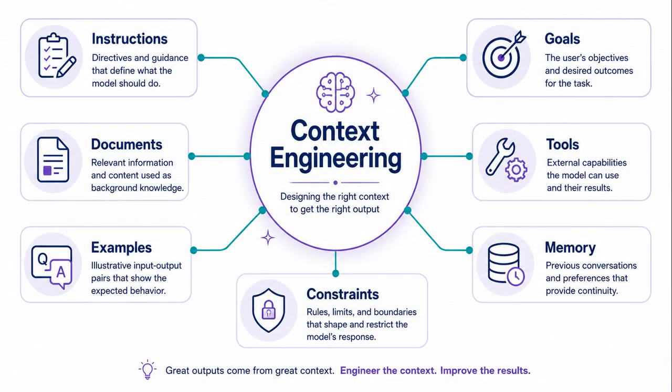Now let's look at what is context engineering. Context engineering is the design of the information environment around an AI model. It means giving the model the right information at the right time. It includes instructions, documents, examples, user goals, tool results, memory, and constraints. It is not only about writing one perfect prompt. It is about managing everything the model sees before it answers or acts. In simple words, context engineering helps AI understand the situation. The better the situation is described, the better the AI can respond.